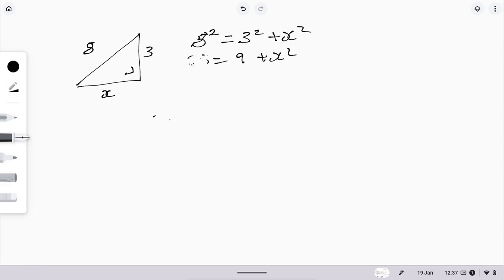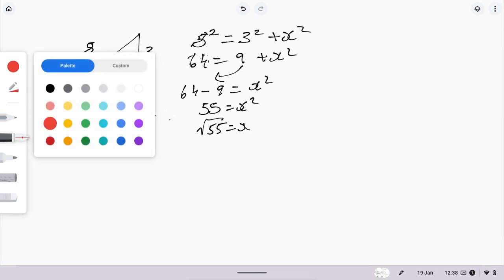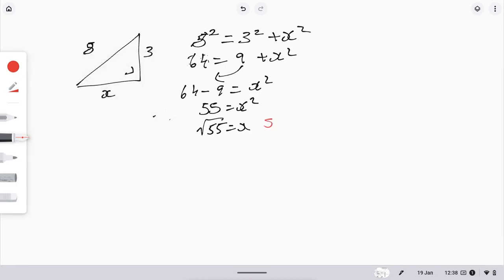64 is... I can't get away from the 3, 4, 5. Bring that across. 64 minus 9 is equal to x squared. 55 is equal to x squared. To work out x, it's the square root of 55. Now put that in your calculator. See, does it simplify? It doesn't. So if they ever say leave it in surd form, you just write it as the square root of 55.